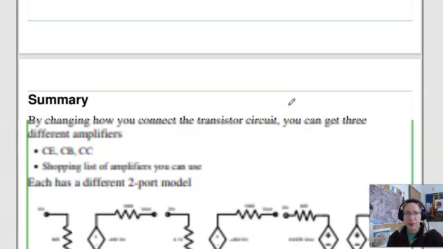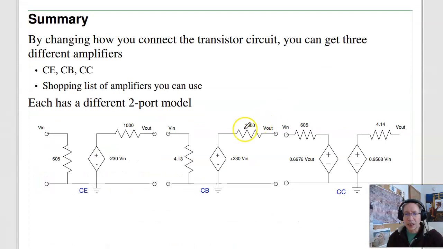So right now we've got a shopping list. I have a common emitter amplifier from the previous lecture, the common base amplifier, and common collector. The common emitter amplifier is your bread and butter amplifier. It's got a fairly high input impedance, fairly high output impedance, and a high gain. The common base amplifier could be used on the first stage. If I want a low input impedance, I'll use the common base, otherwise use common emitter.